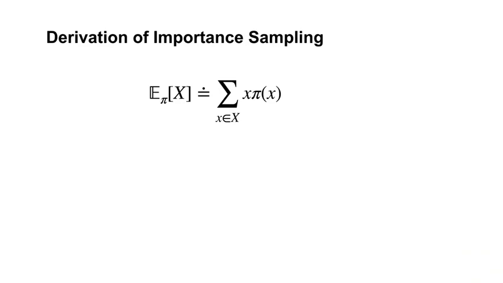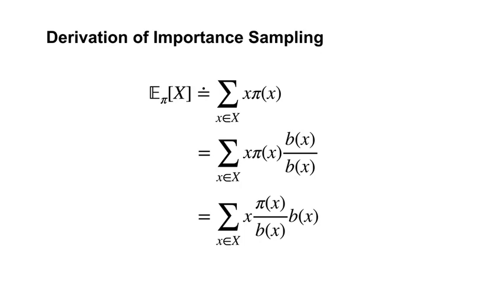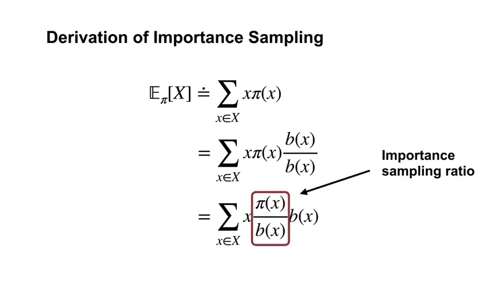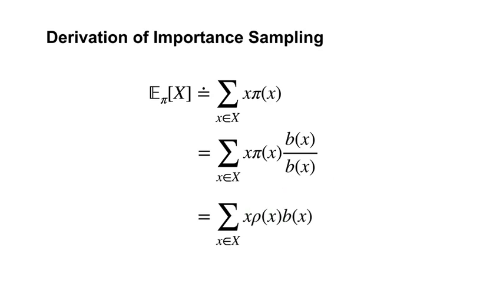Let's start with the definition of the expected value. We sum over all possible outcomes x multiplied by its probability according to pi. Next, we can multiply by b of x divided by b of x because this term is equal to 1. b of x is the probability of observed outcome x under b. Shifting around the numerator, we end up with a ratio between pi and b. This ratio is very important to us and is called the importance sampling ratio. We usually write the importance sampling ratio as rho of x.